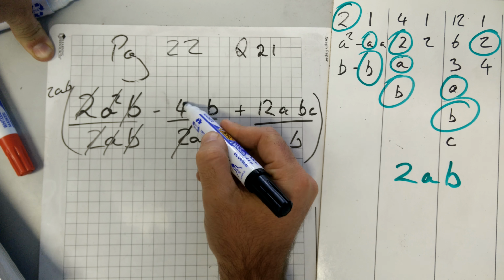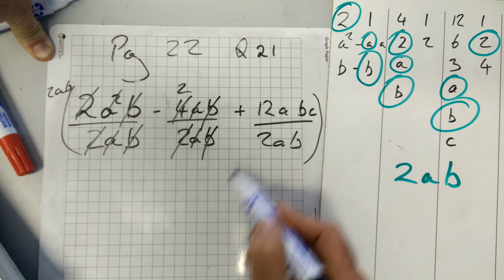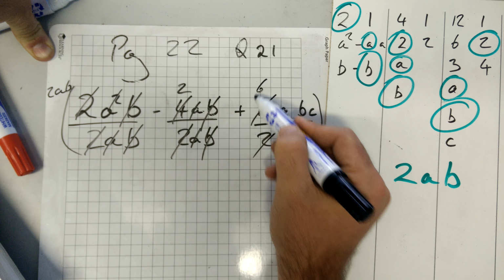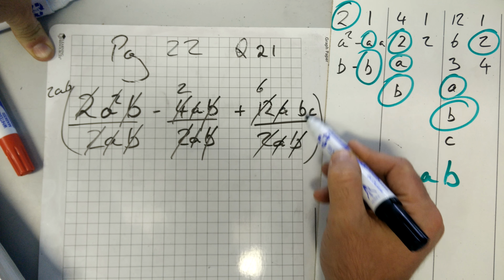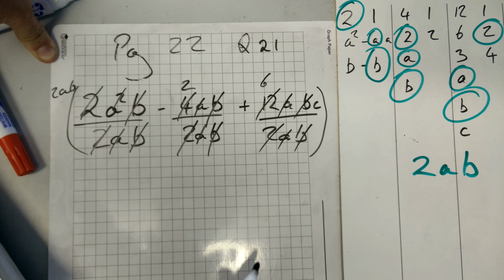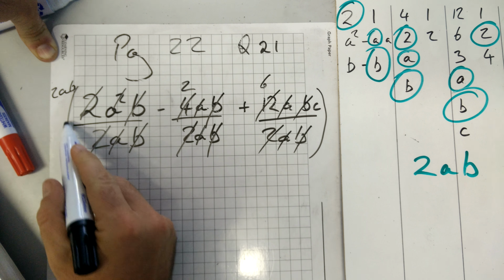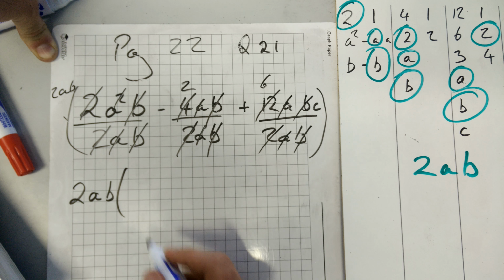Let's go on. 2 will go into 4 twice. a will cancel with a. b will cancel with b. 2 will go into 12 six times. a will cancel with a. b will cancel with b. Now remember, if I'm going too fast, pause, go back, take a break. So we're left with 2ab, which we said was our common factor. Remember, you always multiply that by what's left of the original statement.